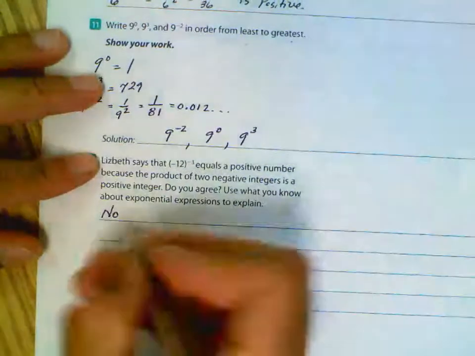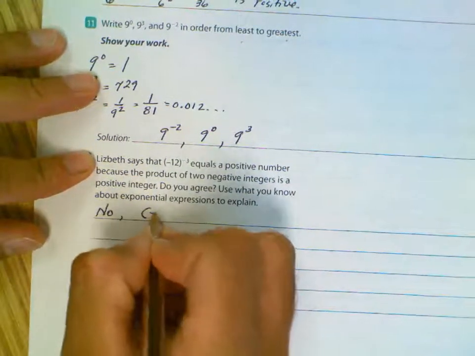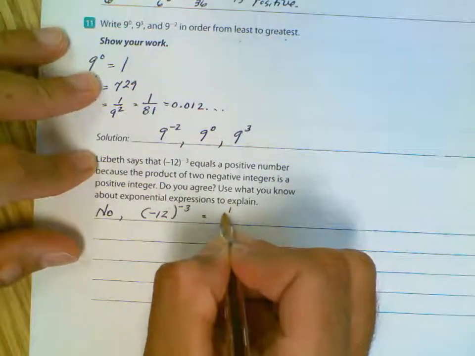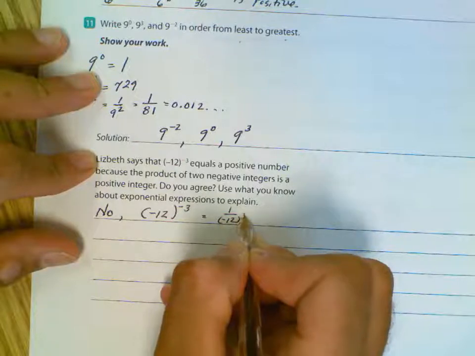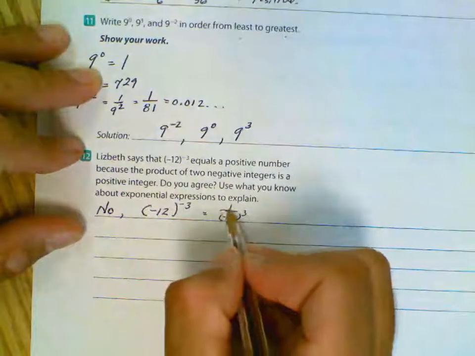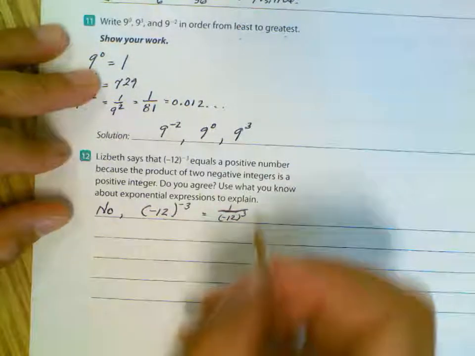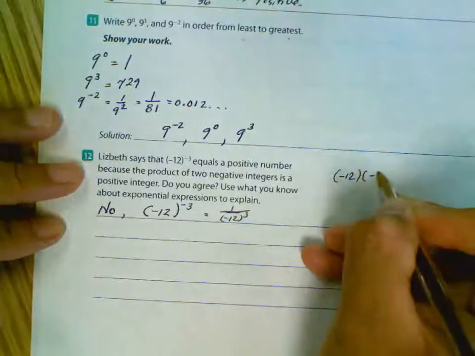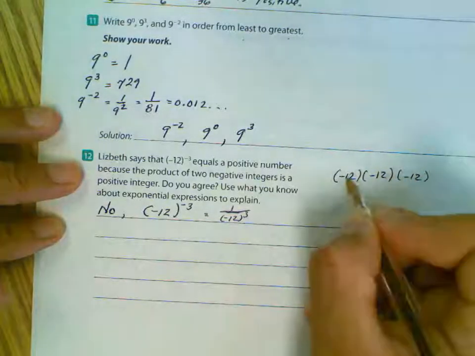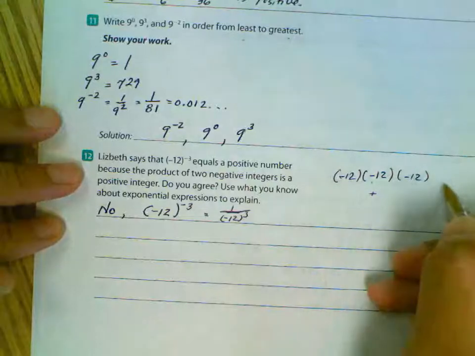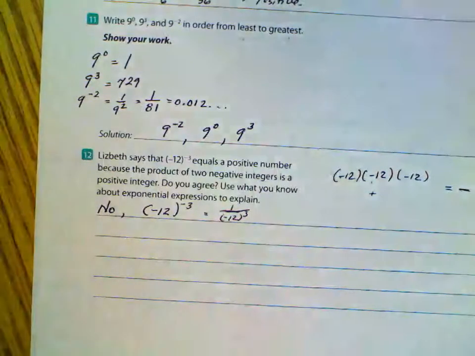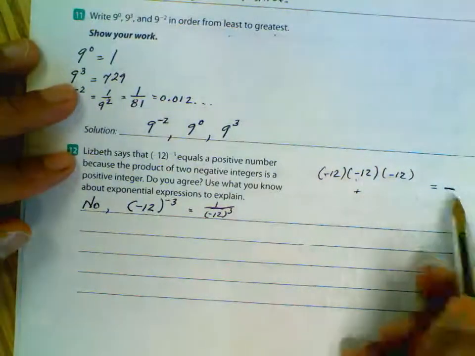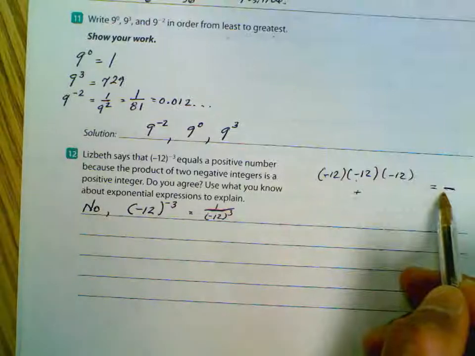So let me do some math here. I have negative 12 to the negative 3rd power equals 1 over negative 12 to the 3rd power. If you multiply negative 12 times negative 12 times negative 12, negative and negative is positive, positive and negative is negative. So you're going to get a negative number. They're not asking me for that big number. So in this case, it's going to be a negative solution.